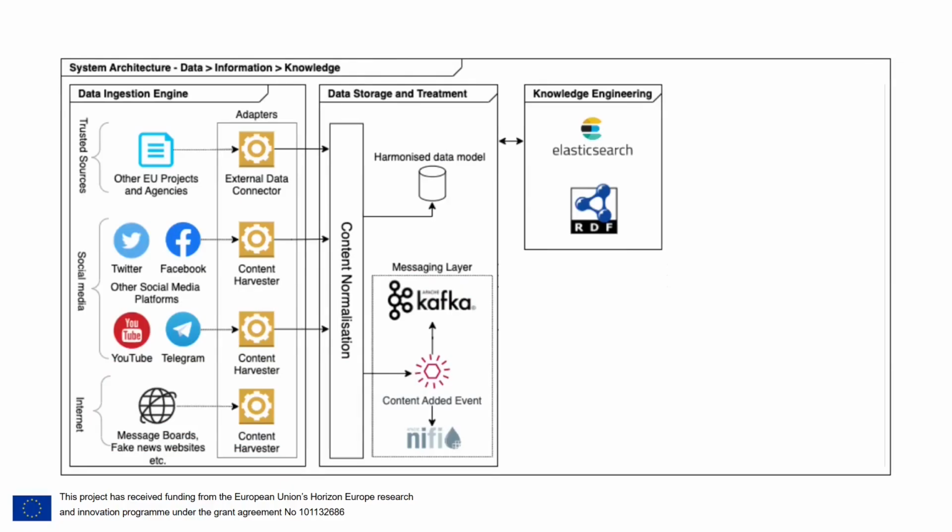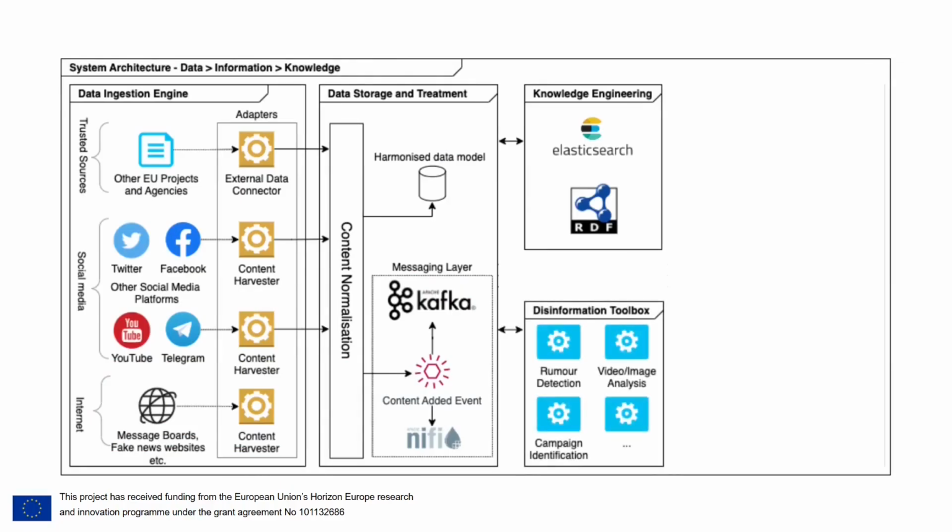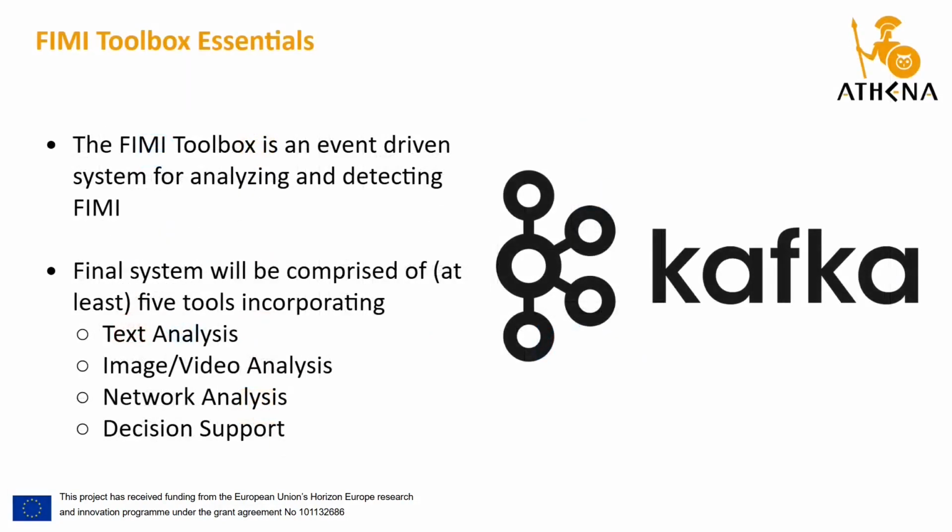New data is also sent to the FIMI toolbox, where the various analyzers process the content to generate insights. The results generated by these tools are written back to the harmonized data model, where they are again indexed by Elasticsearch and stored in the knowledge graph. There are four types of tool in our toolbox: text analysis tools, image and video analysis tools, network analysis tools, and decision support tools. All of these are hooked into an event-driven system, which means that they process data as soon as it is added to the harmonized data model.